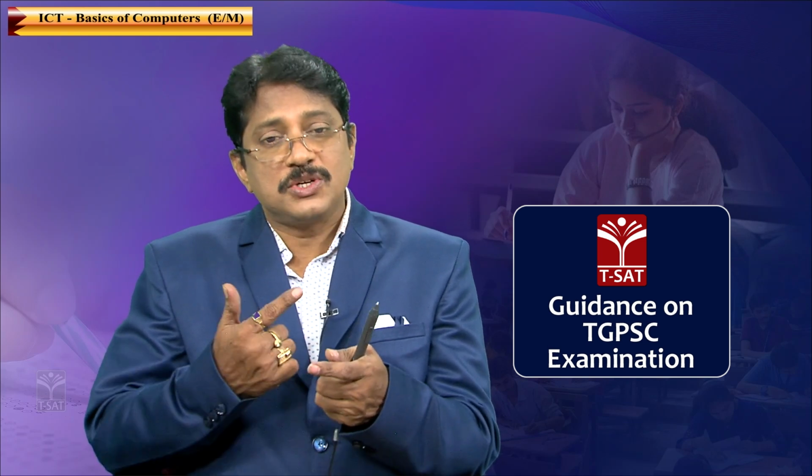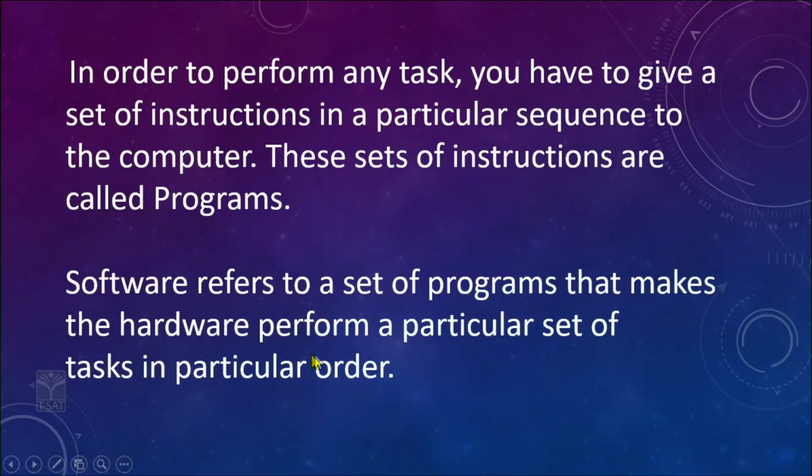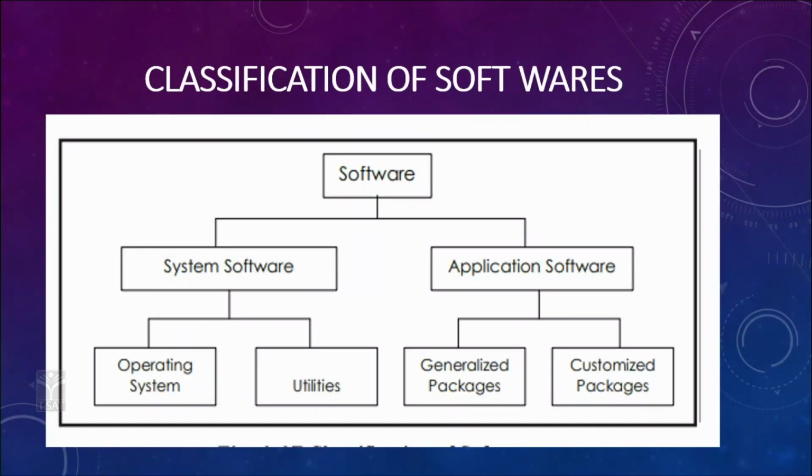Another one is software. Software refers to a set of programs that makes the hardware perform a particular set of tasks in a particular order. Clear? So, we are using hardware, software and a program. A program is the set of instructions, and software refers to a set of programs that makes the hardware perform a particular set of tasks in a particular order. Do you understand the relation between hardware, software and program? Clear? Okay.